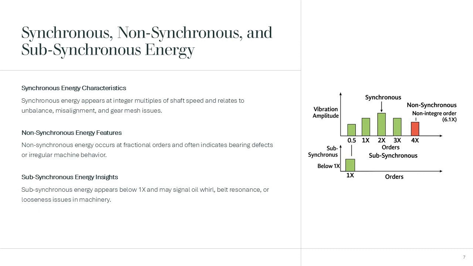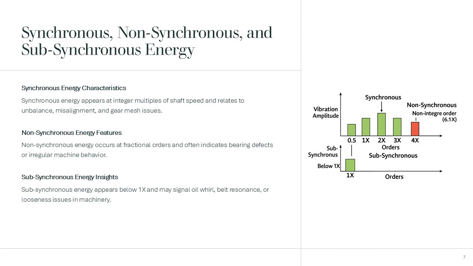See the axes. X-axis is orders, normalized to shaft speed. Y-axis is vibration amplitude. This is how vibration software, SKF, Emerson CSI, Mobius, Brüel & Kjær, displays data once order normalization is applied. Synchronous energy, integer orders.